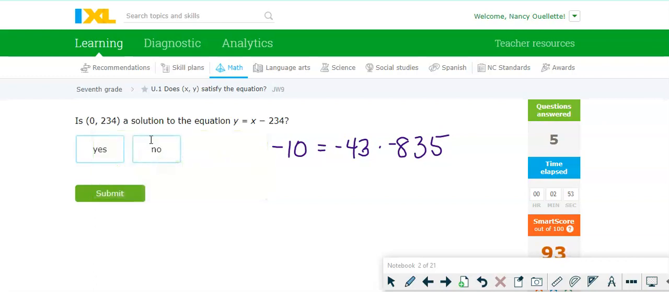Just remember, this is an X and this is a Y, and you're doing what we call plug in. And what that means is substitute this number for Y and substitute this number for X, and then just do the math and see if they equal each other. If they do equal, the answer is yes. If they don't equal, the answer is no.